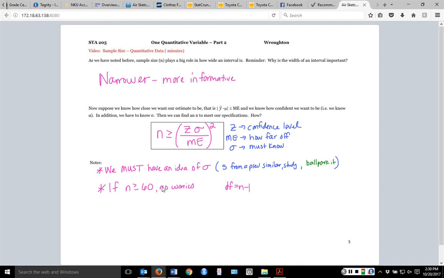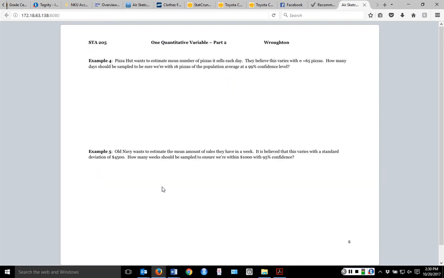Alright, so let's take this idea and do a couple of examples. So our example 4. Pizza Hut wants to estimate the mean number of pizzas it sells each day. So they believe this varies with a standard deviation of 65 pizzas. Again, notice I have to have an idea of what that number is going to be. We want to figure out how many days we should sample to be sure that we're within 16 pizzas with 99% confidence. So that 99% is going to help me find my z.